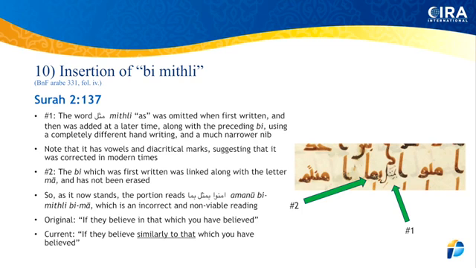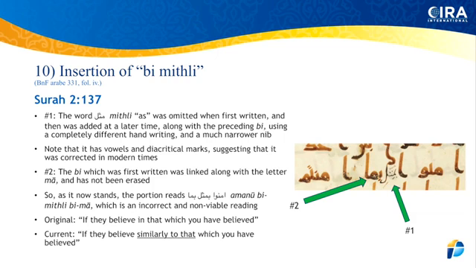The first time it was saying amanu, in the past tense, probably, believed in what you have believed in. Now it's saying believe in a similar fashion as they believe in. So you can see this is grammatically incorrect as they have it now. This is incompetence, but it's more than that. This shows, obviously, that this was added at a later date.